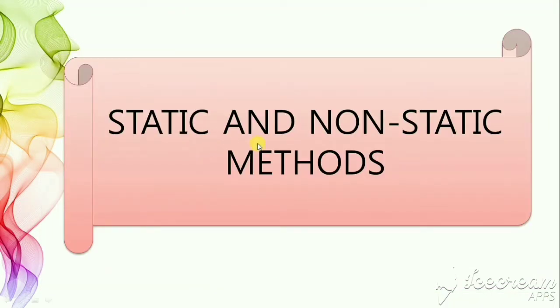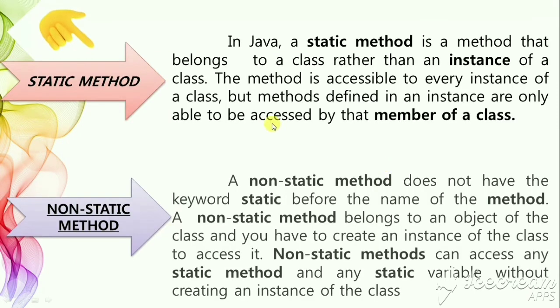Now let's look into the next topic, static and non-static methods. Let's see what a static method is and what a non-static method is. First we will see about the static method. In Java, a static method is a method that belongs to a class rather than an instance. Instance means an object of a class. So the static method is a method that belongs to a class.